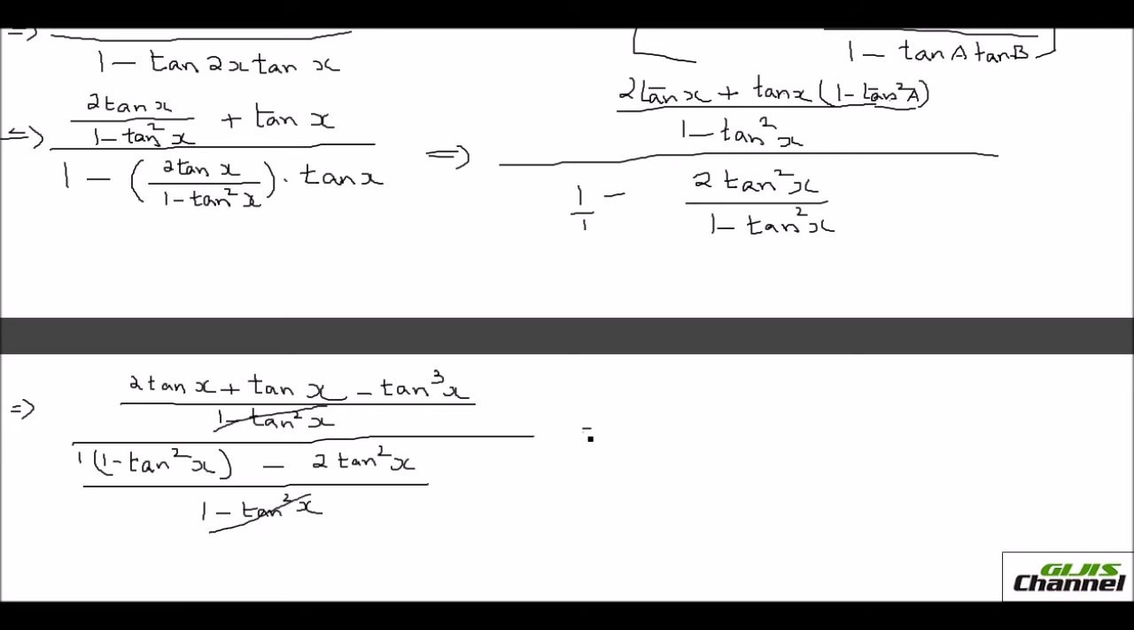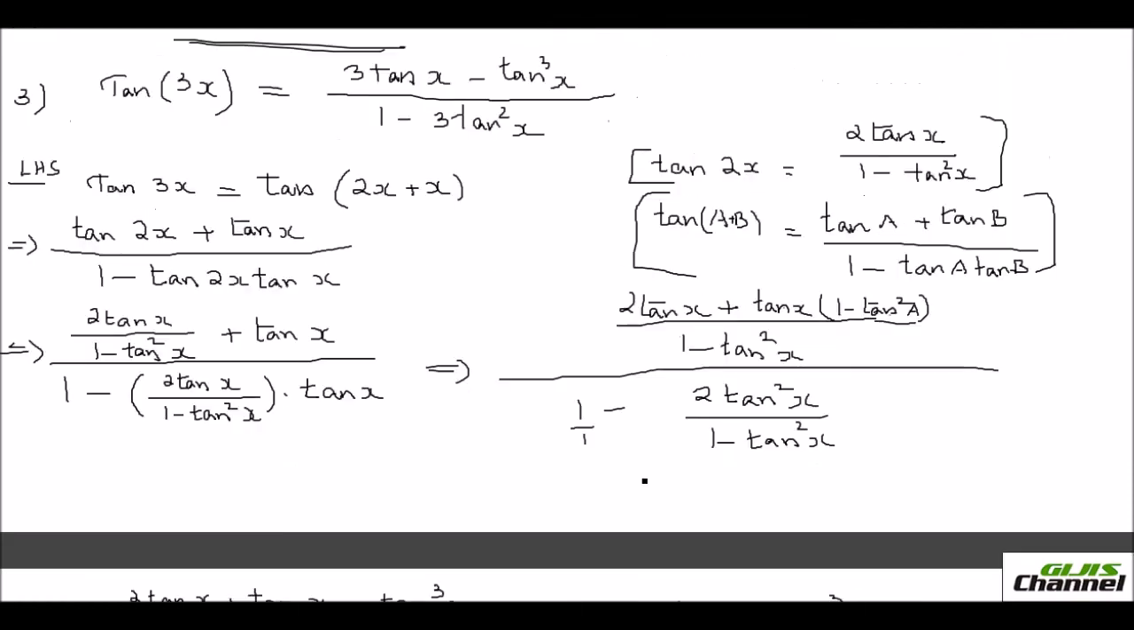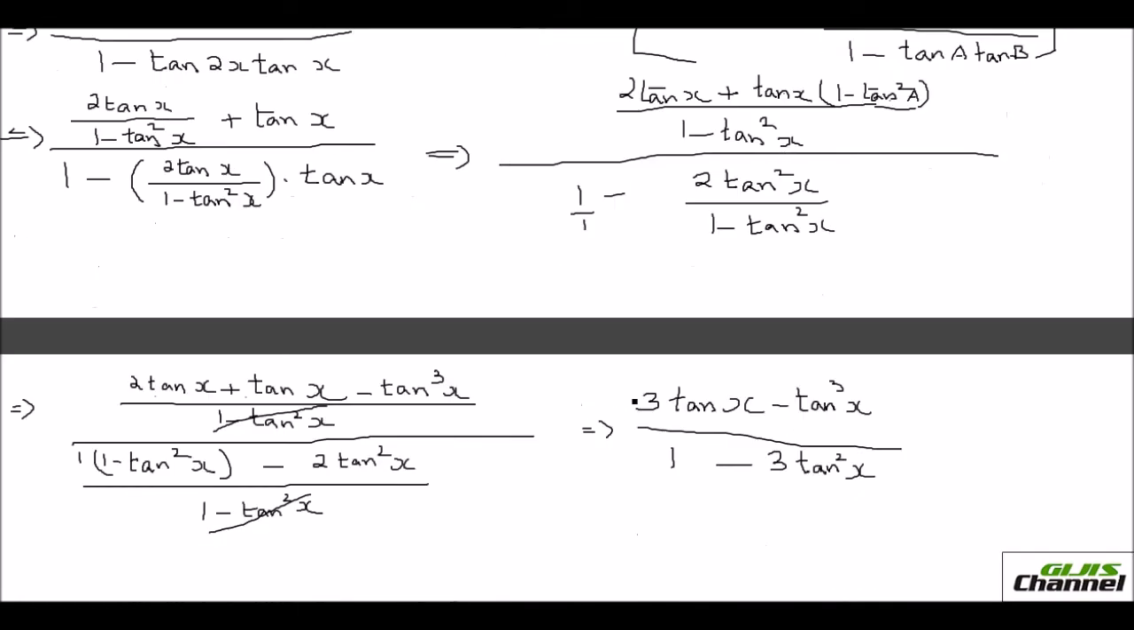So you are left with 2 tan x plus tan x is 3 tan x. Okay? 3 tan x, take away tan cubed x, divided by, here it is 1 times, when you multiply it is going to be 1, and this is minus tan squared x minus 2 tan squared x, which is minus 3 tan squared x. Okay? So here you have got the right hand side.